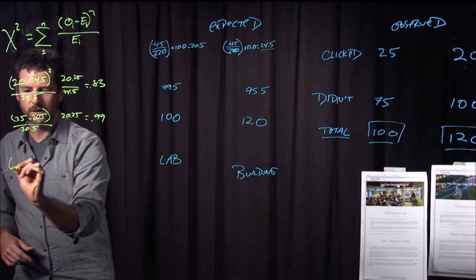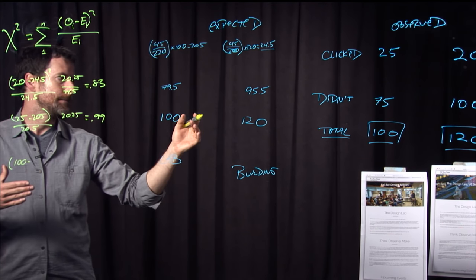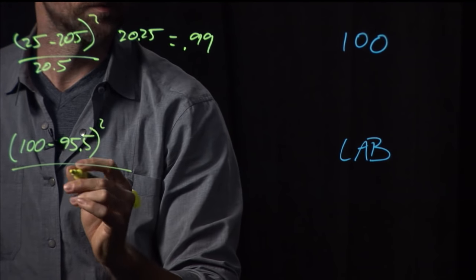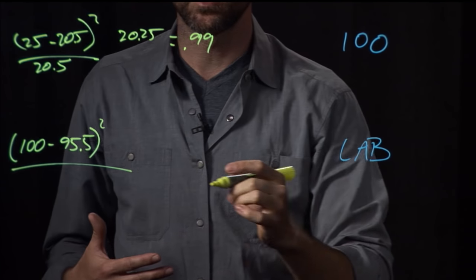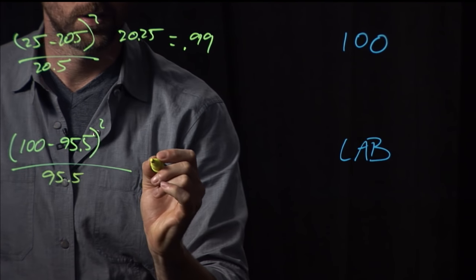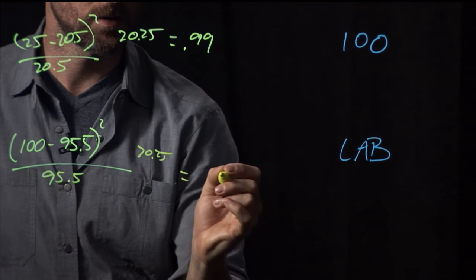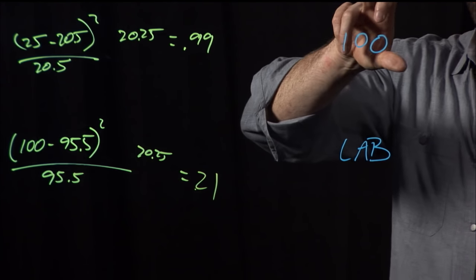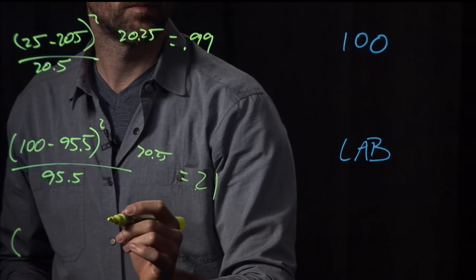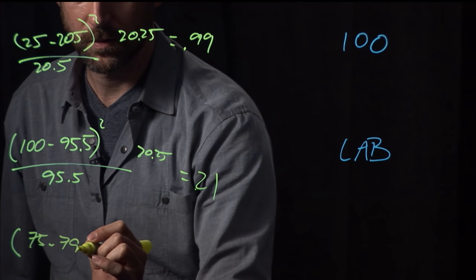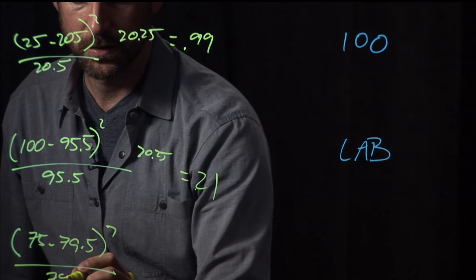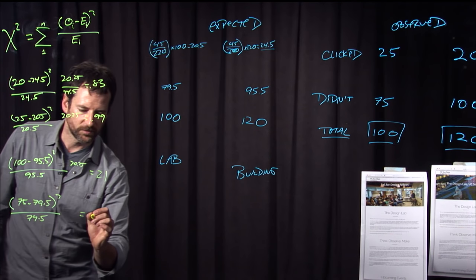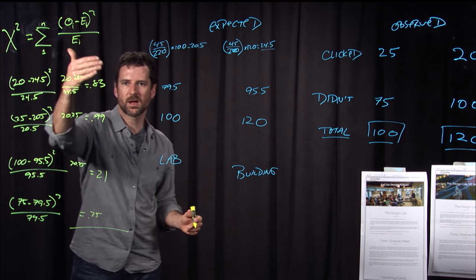Now we go into the bottom row here, the didn't clicks. So if we do 100, those poor souls that didn't click, minus 95 and a half, and we square that, divided by, in this case, our expected would be 95 and a half. And that's going to be, again, 20 and a quarter. So what do we get here? 0.21. And then the last cell is going to be 75 minus 79 and a half, squared over 79 and a half. And so that's going to give us 0.25.